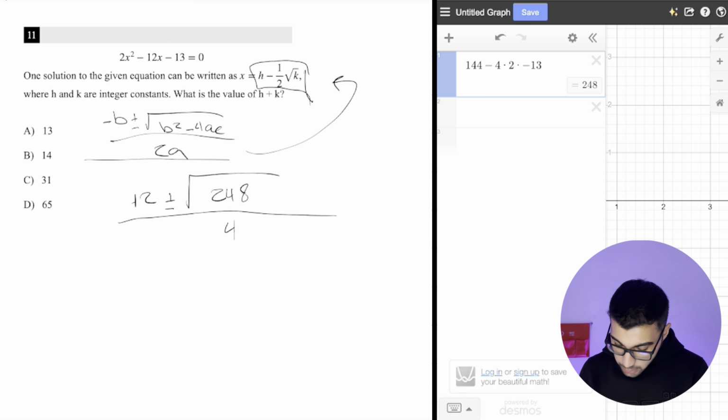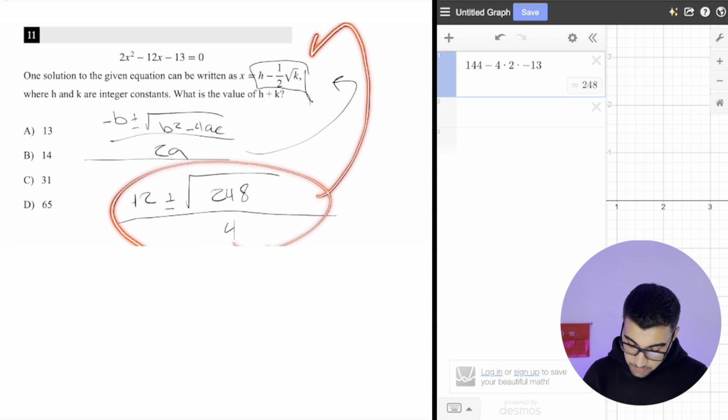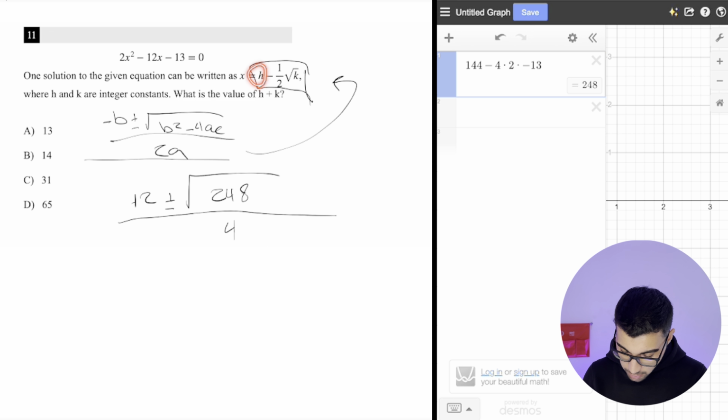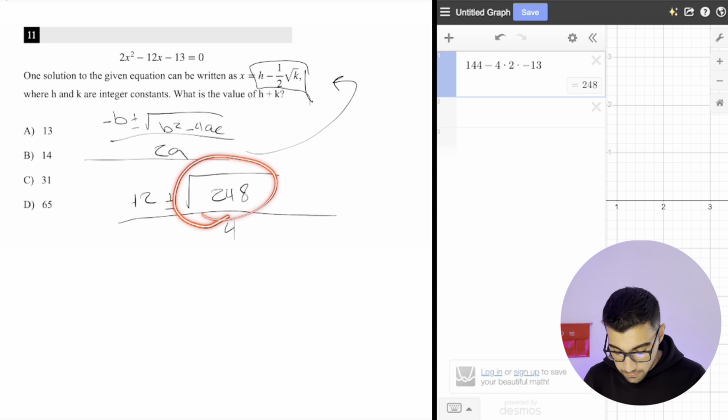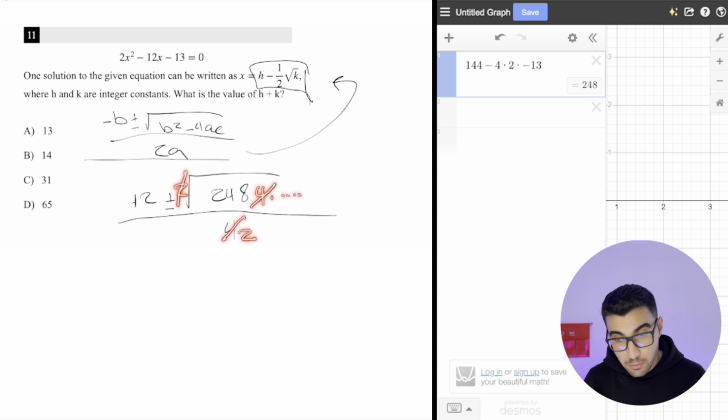248. Okay, so as you see, we want to make this into this format. So we have a number here, minus 1 over 2 times the square root. I want to have a coefficient of 1 over 2, so I want the denominator, which is 4 right now, to be 2. So we want to write this 248 as 4 times a number, and then take the square root of 4 to write 2 here, and then simplify this 2 and 4, so we have 1 over 2.